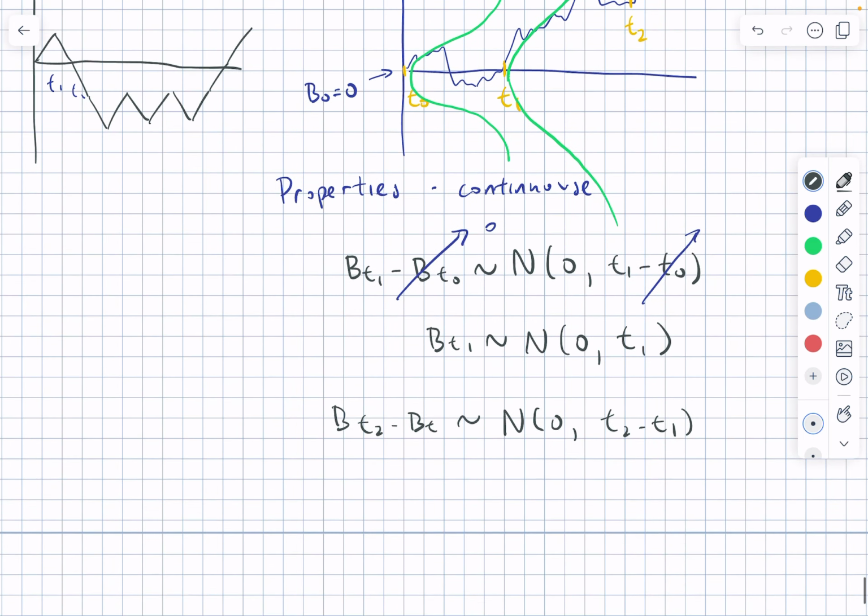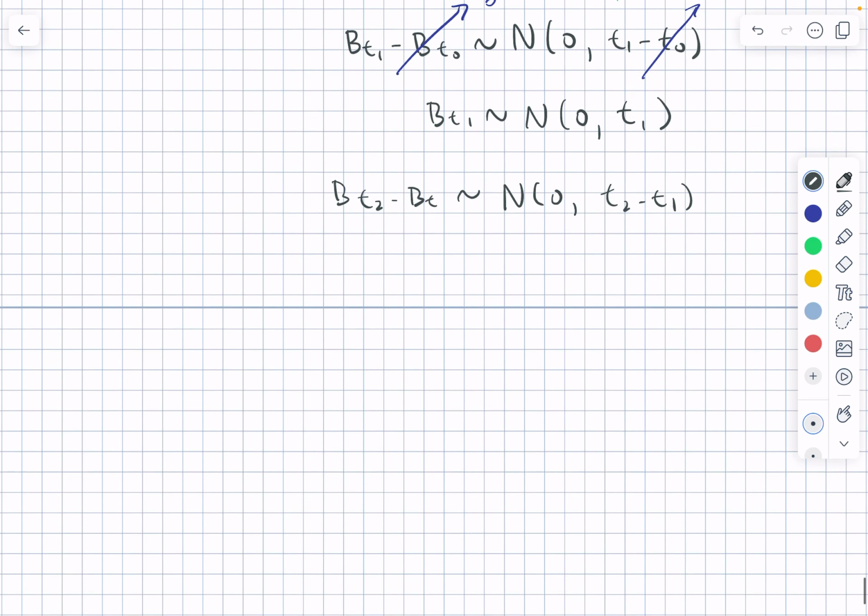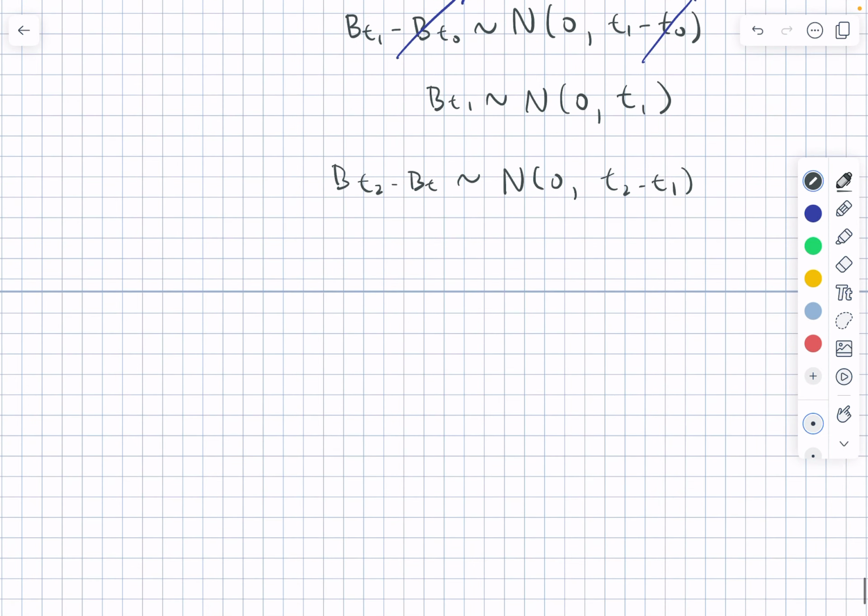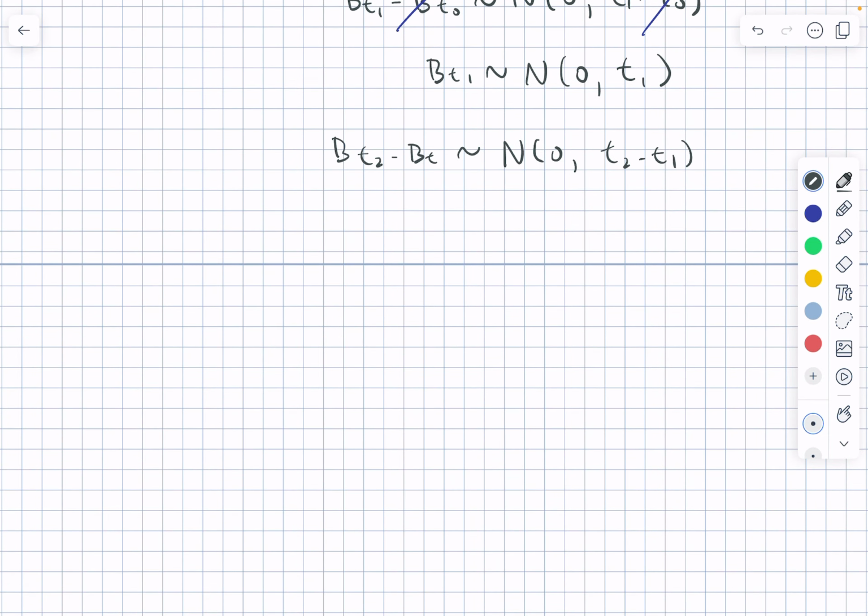So let's start looking at some problems involving Brownian motions. First, for problem 1, let's let B be a Brownian motion. What is the probability that B1, so B at time 1, is greater than 0, and B2 is less than 0?